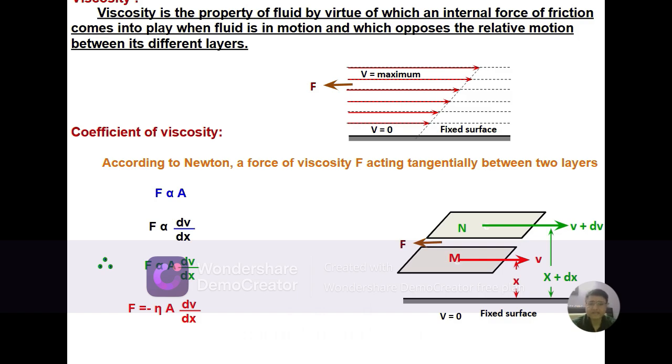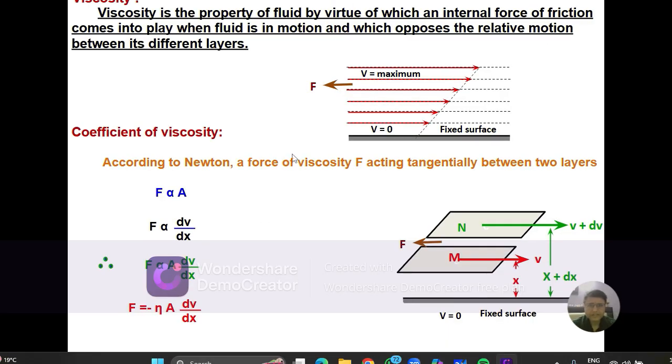So if we calculate eta from this equation, we'll get force upon area. I'll be writing that also. So eta will be equal to force upon area, with a negative sign, which has a very important significance, and the whole divided by dv by dx, which is called the velocity gradient, velocity divided by some distance. This is the velocity gradient.